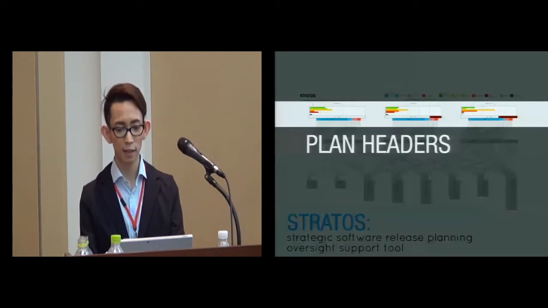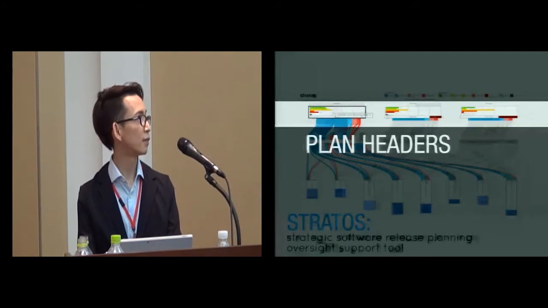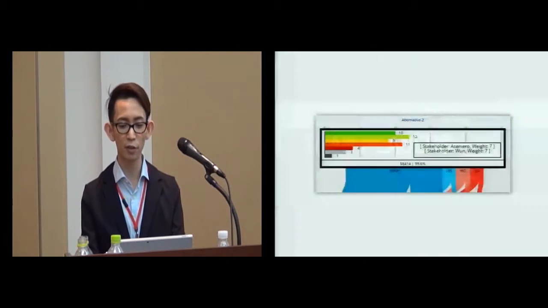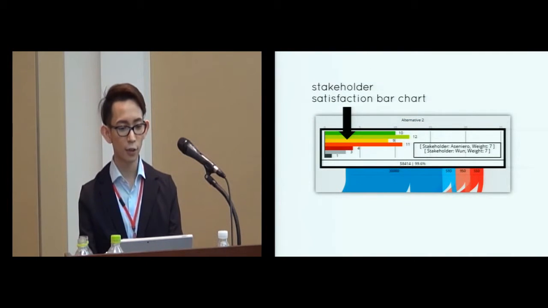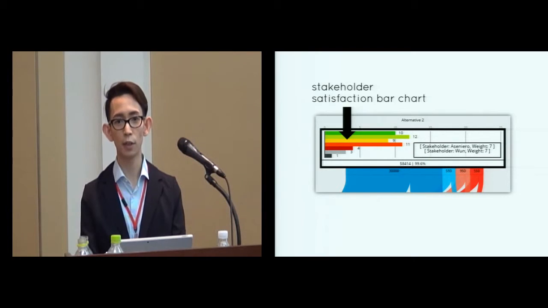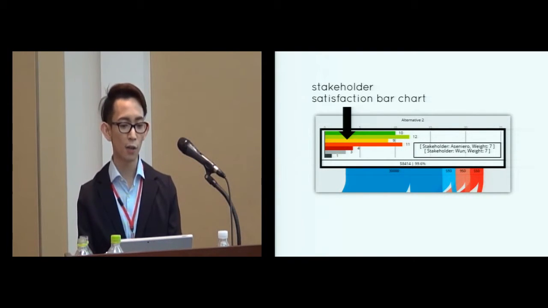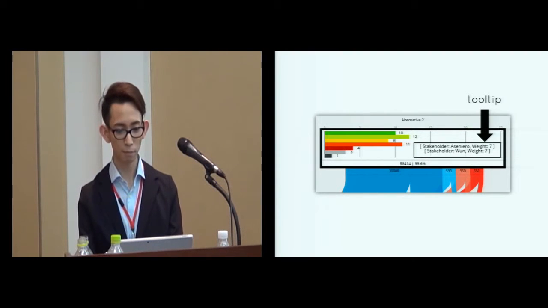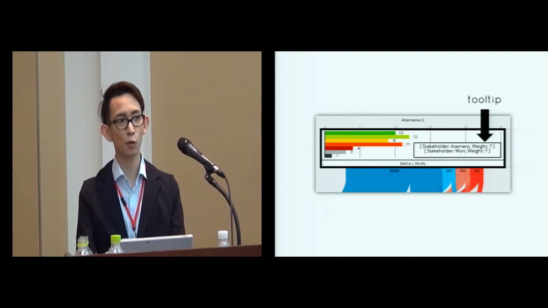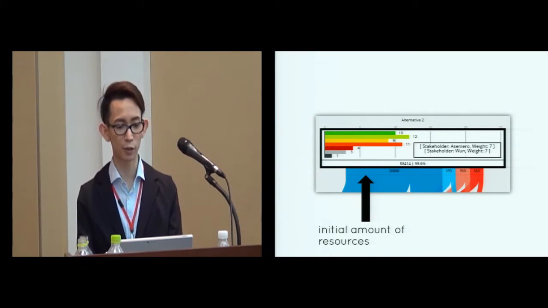into the market. I'm going to go back to that further on, but at the top here you get plan headers, and more information: you get the stakeholder satisfaction bar charts, which show how happy your stakeholders are predicted to be if you follow this plan. The more green it is, the better it is. Below, you can see more information in the tooltip about your stakeholders.